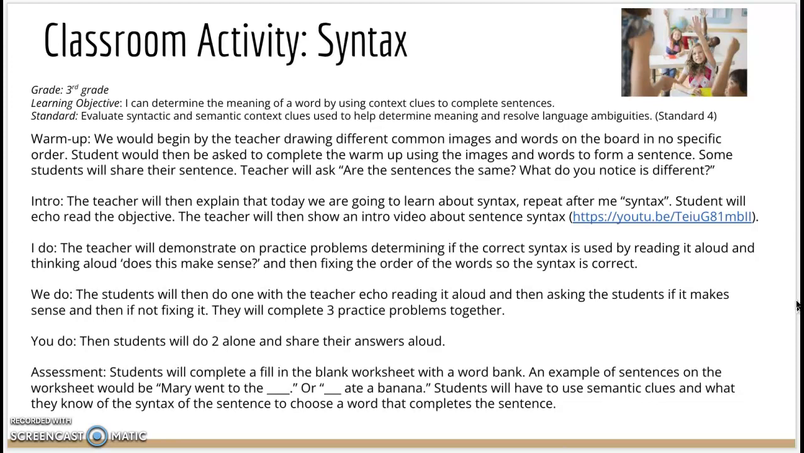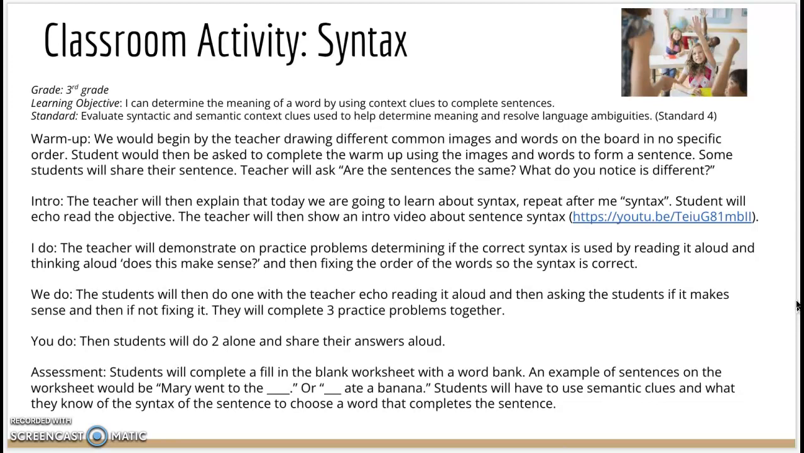The teacher will demonstrate a practice problem on the board. So there would ideally be a slideshow or a flashcard set of sentences that are in the correct syntax and are not in the correct syntax. And so the teacher would demonstrate one practice problem for the students, determining if the syntax is correct.